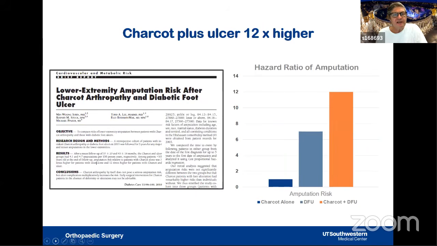If you look at this study from Diabetes Care published from the veterans data, they found that once a patient with a Charcot foot developed a foot ulcer, their risk of amputation went up by a factor of 12, or 1,100% higher. And so to me, if we can prevent a foot ulcer from occurring in a patient with diabetes and Charcot, we can prevent an enormous number of the amputations that occur. And so how do we go about doing that is what I hope to talk about.